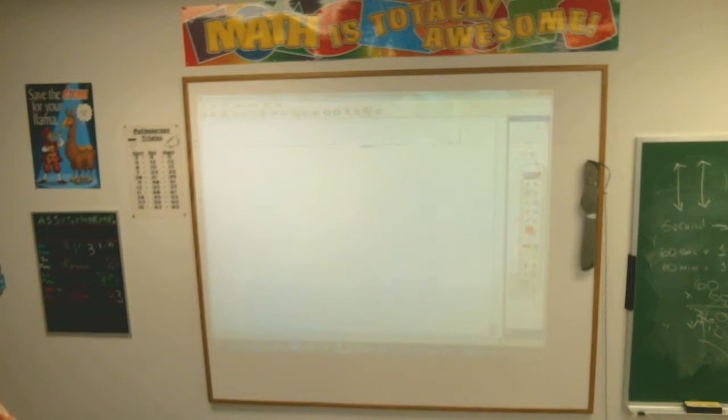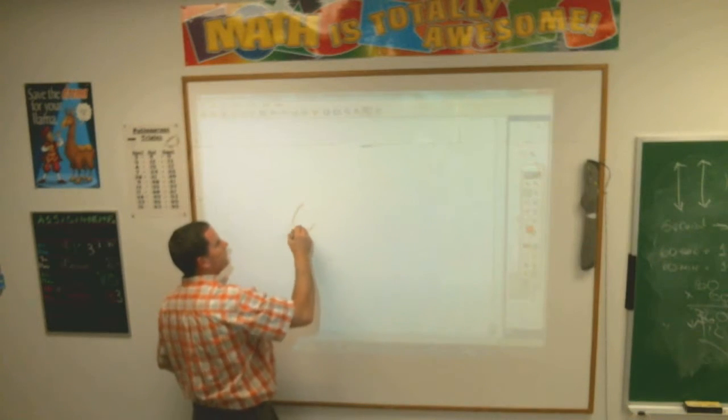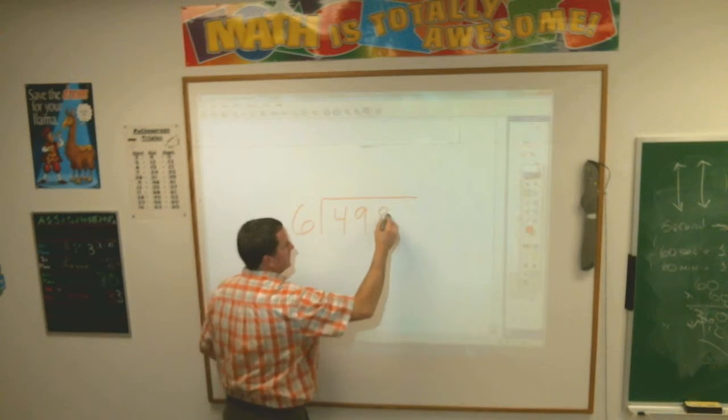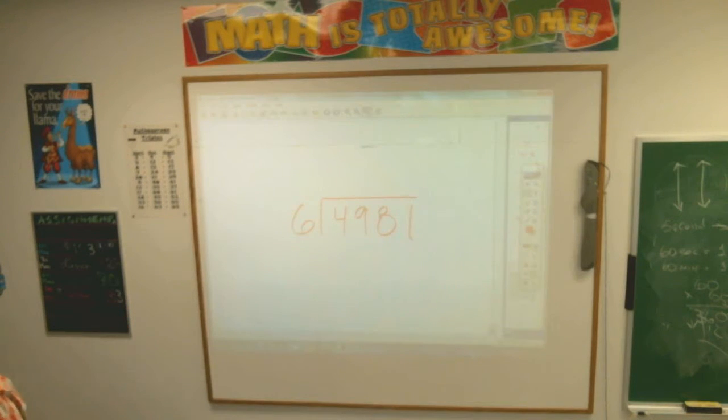One more for you to try here. 6 into 4,981. Give you a second to do that, or two, or quite possibly three. Go ahead, do it on your paper there. 6 into 4,981.